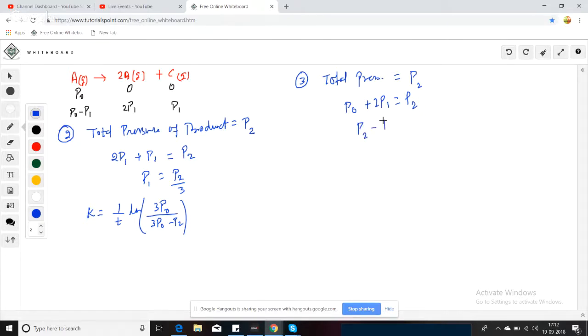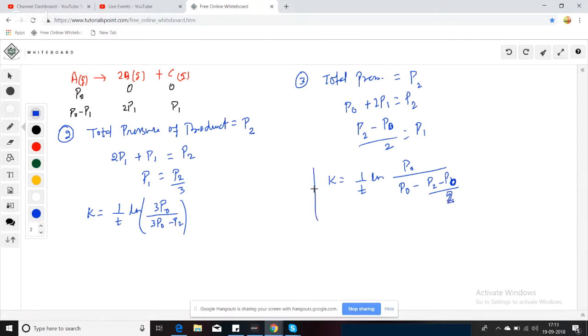We'll write P2 minus P naught divided by 2 is equal to what? P1. So P1 I'll substitute into that expression, and that will be K is equal to 1 by T ln of P naught divided by P naught minus P1, and P1 is what? This thing, P2 minus P naught by 2, and that will be the expression. Yes. Correct? P2 minus P naught, here we have, no? This is also P naught. P1 is this, right? Now you just take the LCM and solve this, you'll get the expression.